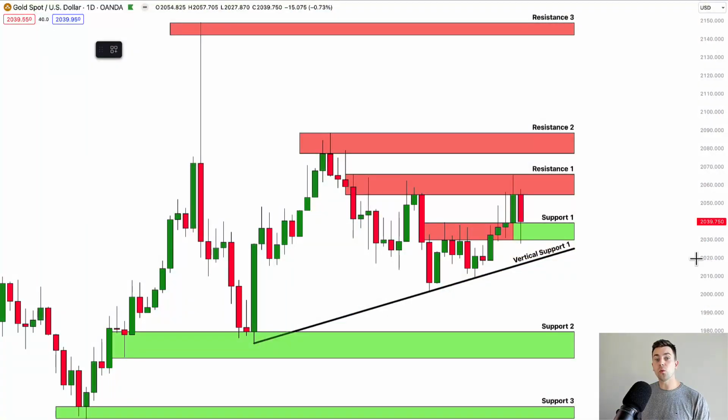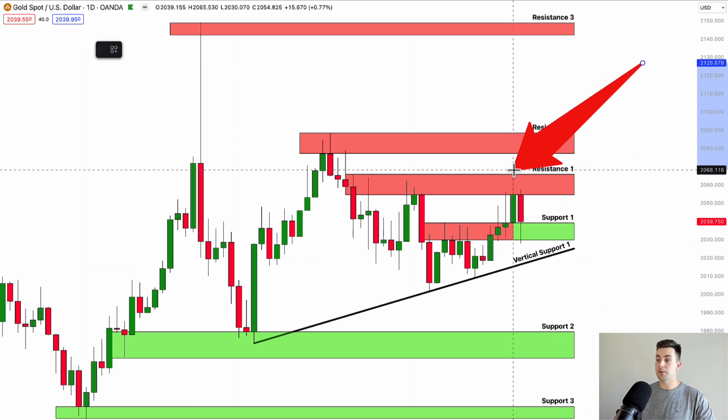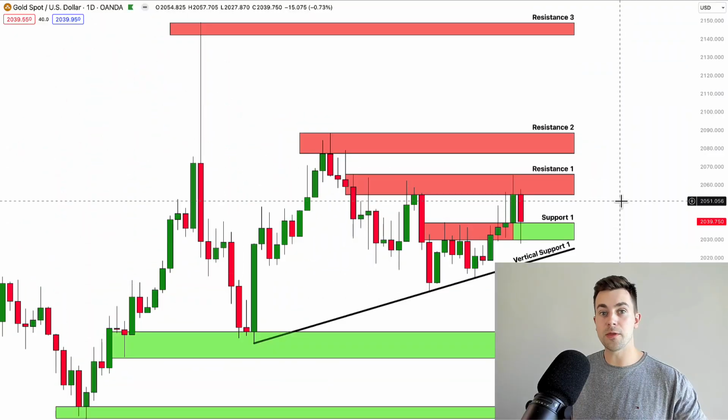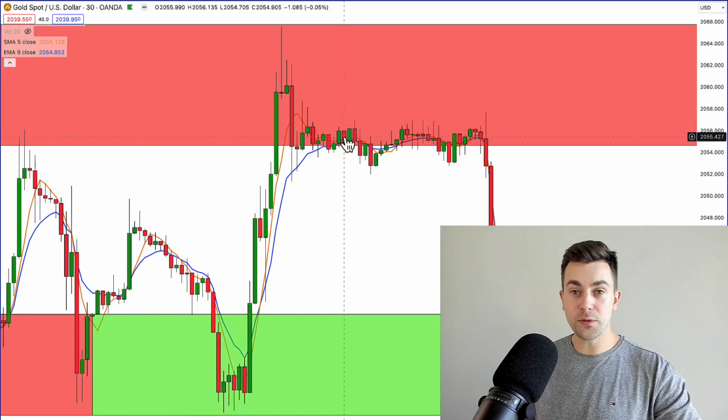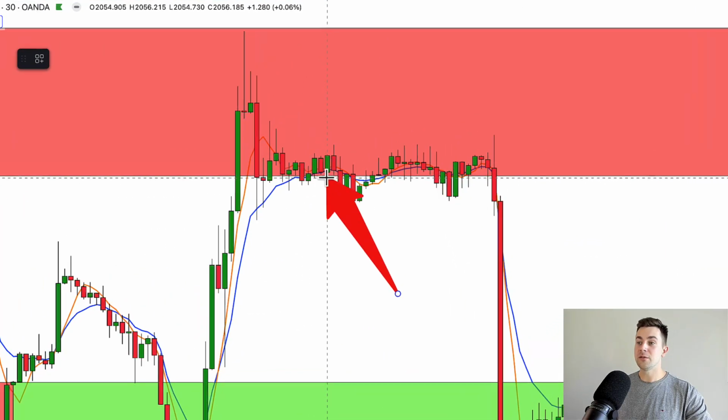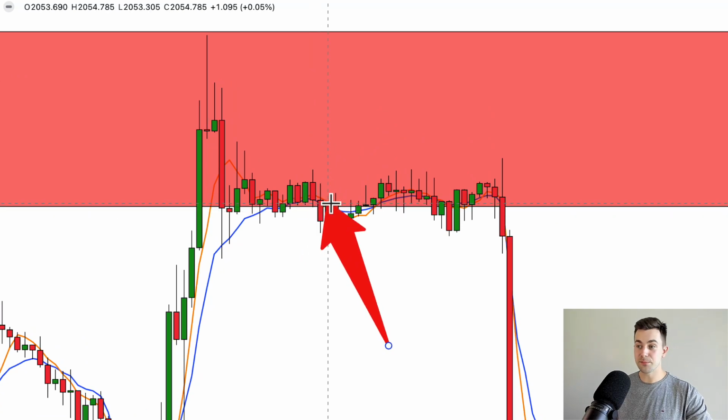For shorting, you should look for a test of key resistances. And you can see that just recently the price approached that resistance. So let's check how the price was reacting to that on the 30 minutes time frame. Our bearish confirmation here is the moving averages crossover. We need the exponential moving average to cross the simple moving average. That is our exact signal. That is our entry signal. And once we see the crossover, for us, it is the trigger to open a trading position.